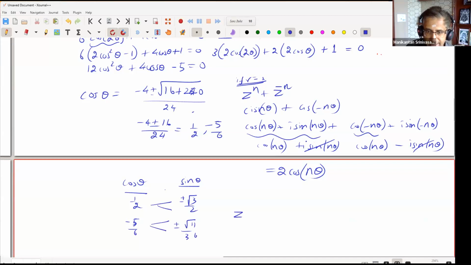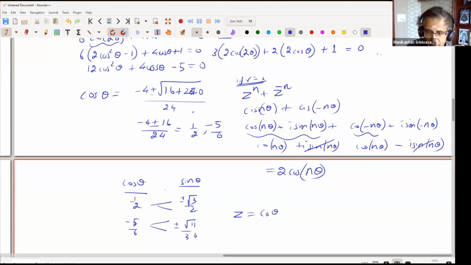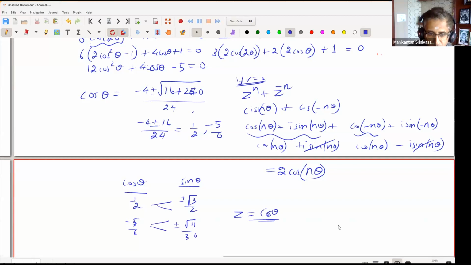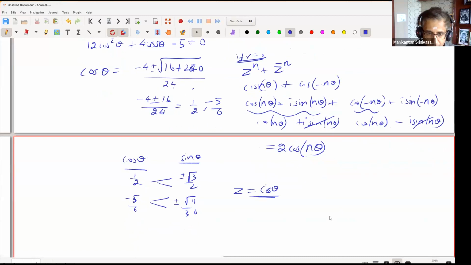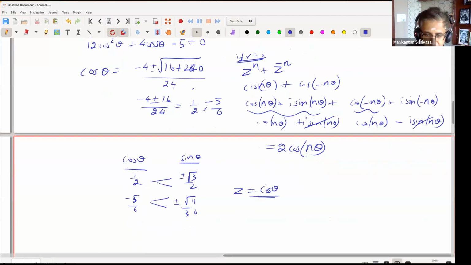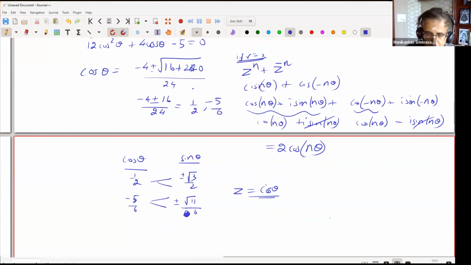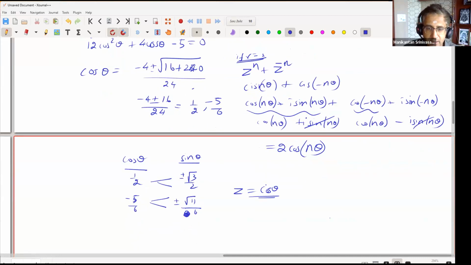So z is nothing but cis theta, right? You're asked to solve for z, which is a 4th order equation. Therefore, we expect 4 roots: half plus root 3 by 2 i, half minus root 3 by 2 i, minus 5 by 6 plus root 11 i by 6, and minus 5 by 6 minus root 11 i by 6. So those will be the 4 answers for z.